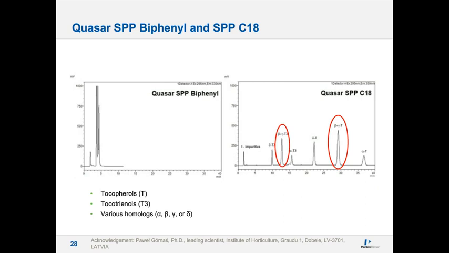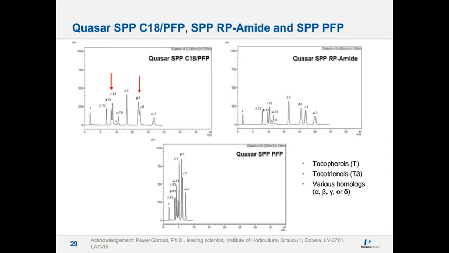In comparison, the SPP C18 PFP phase, with its alternative selectivity and introduction of secondary mechanisms, provided much better separation than the SPP C18 phase, especially for the tocotrienols, which are the T3 compounds. It showed partial separation of the beta and gamma isomers of tocopherol and tocotrienol. Analysis using the Quasar SPP RP-amide phase provided good separation of all 8 compounds. However, the analysis time was over 25 minutes, and the second longest out of the columns screened.